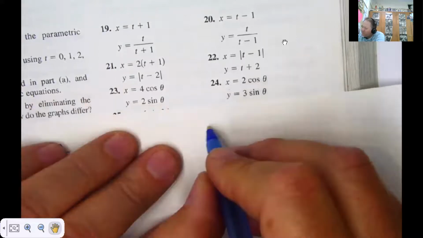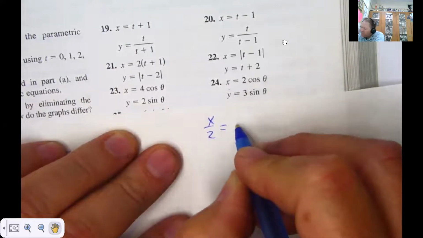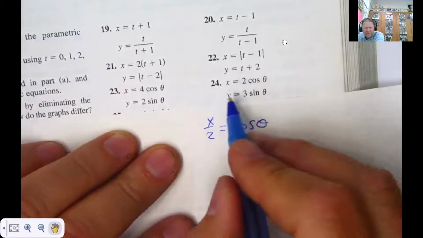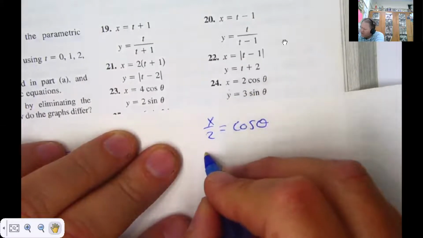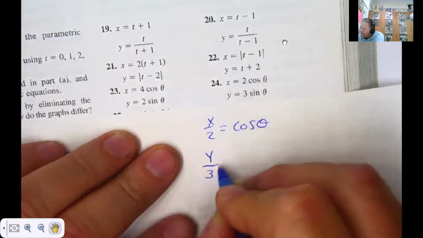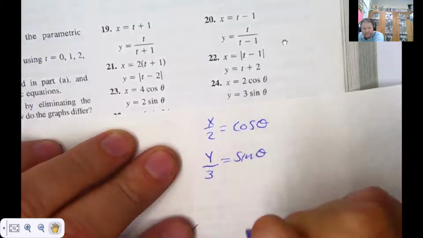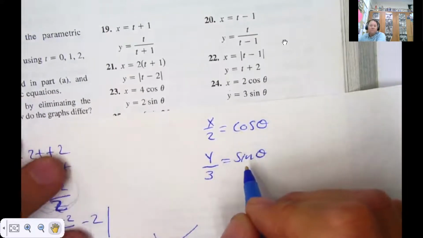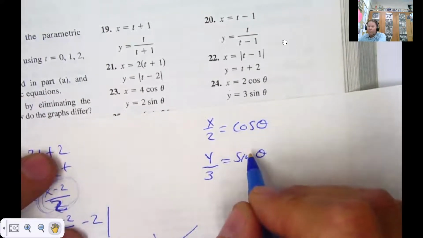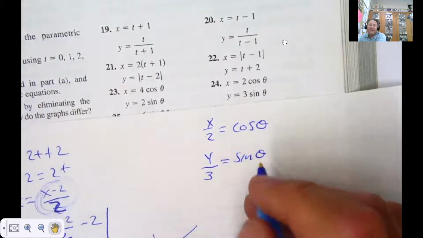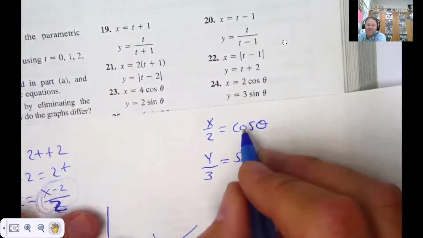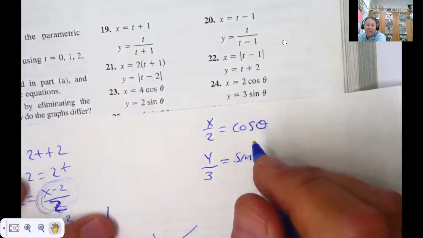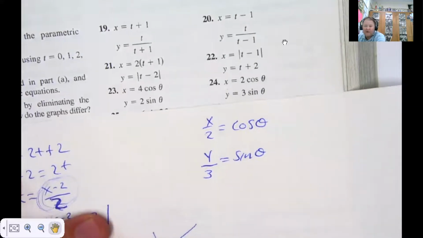Divide both sides by 2, and I would get x over 2 equals the cosine of theta. And I could divide both sides by 3 of this one, and I get y divided by 3 equals the sine of theta. Now what do we know in trig? The biggest identity, the most common identity that we have is sine squared plus cosine squared equals 1.